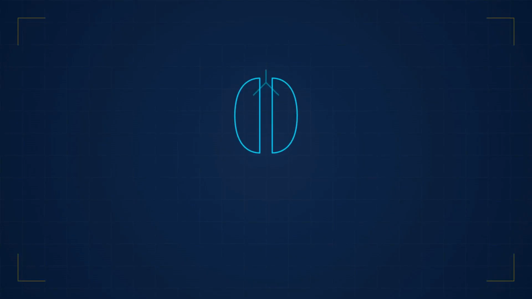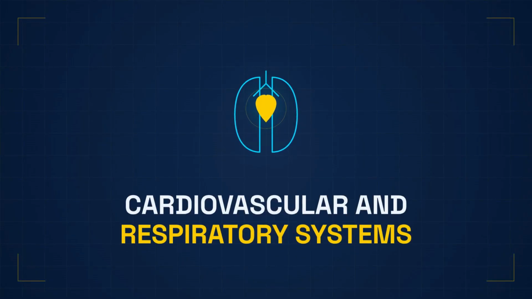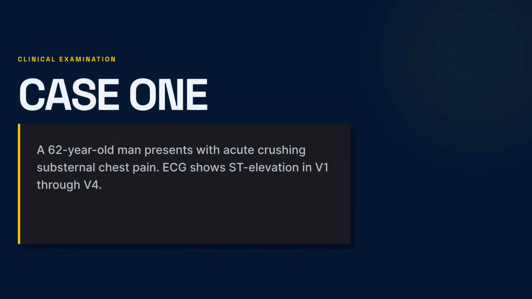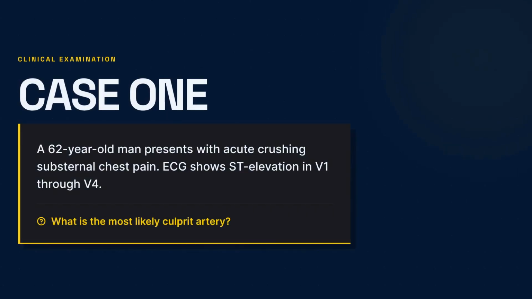We begin with Section 1, the cardiovascular and respiratory systems. 5 integrated cases to test your clinical reasoning. Case 1. A 62-year-old man presents with acute, crushing substernal chest pain. ECG shows ST elevation in V1 through V4. What is the most likely culprit artery?